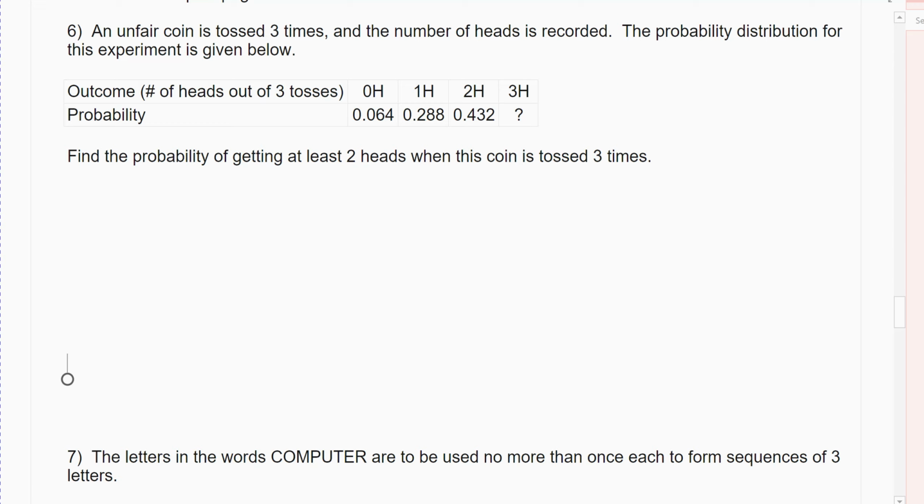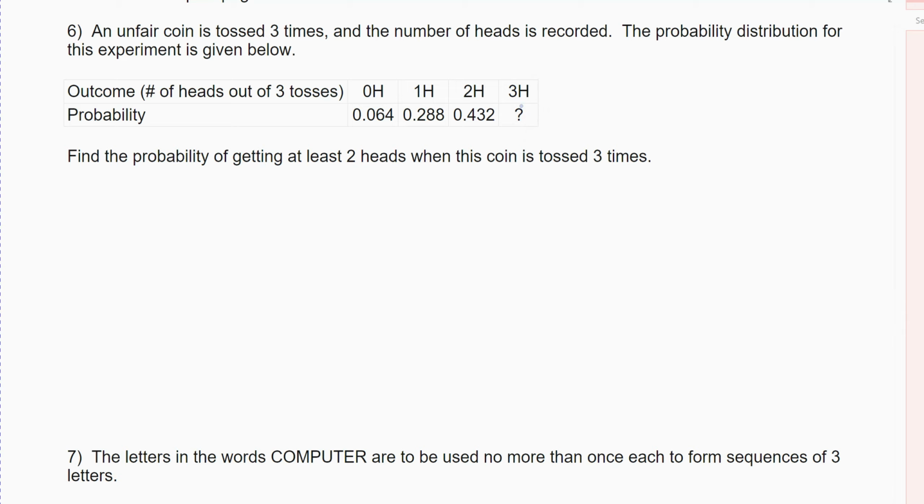So we get 0 heads in 3 tosses, which means all tails. 1 head, which means 2 tails. 2 heads, 1 tail, 3 heads, no tails. And then the probabilities. They give you all but the last probability. A lot of times we do this because before you use the probability table, it requires you to remember the important aspect about probabilities.